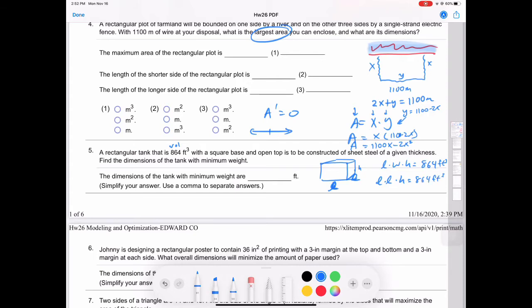What else can we glean off this? We want to minimize the weight. So to minimize the weight, we need to minimize the amount of area we use, the amount of material we use. So we said we start off with a sheet. A rectangular tank has a square base and open top, to be constructed of a steel sheet of a given thickness. Find the dimensions of the tank with a minimum weight.